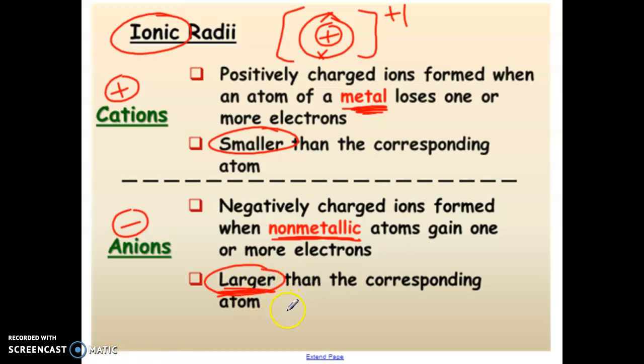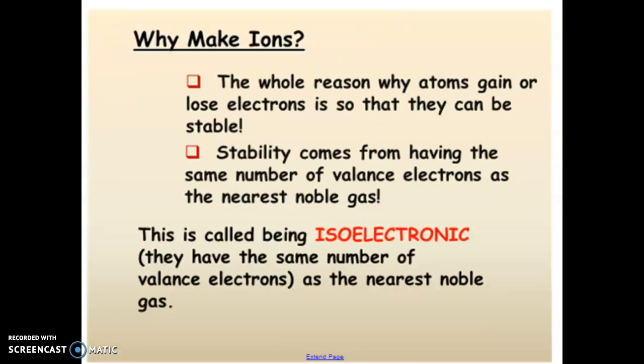The reason for that is because you're adding in more negative charges, so it basically increases that shielding effect. You have more electrons that are now repelling each other. So cations are smaller than the original atom that they were, and anions are larger than the original atom that they were.